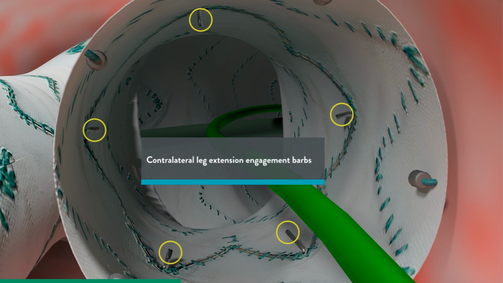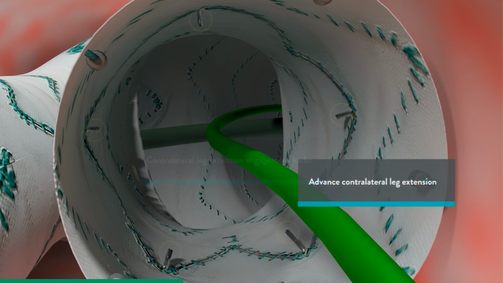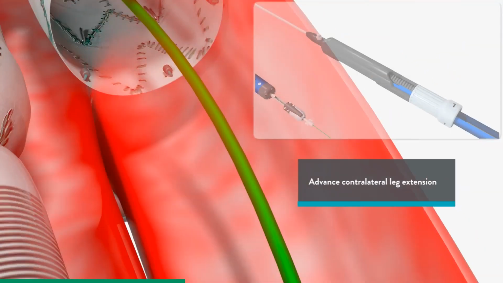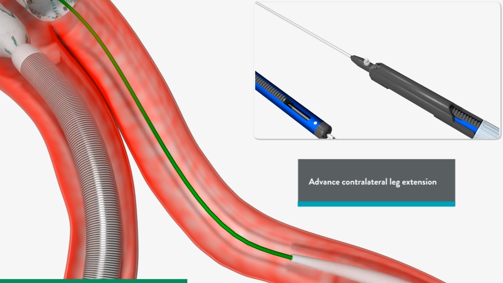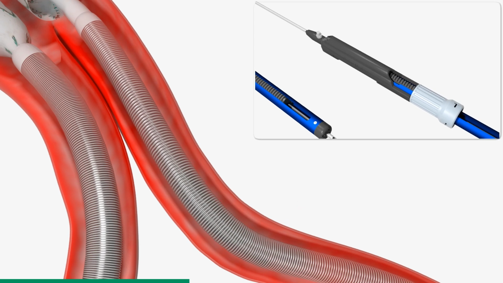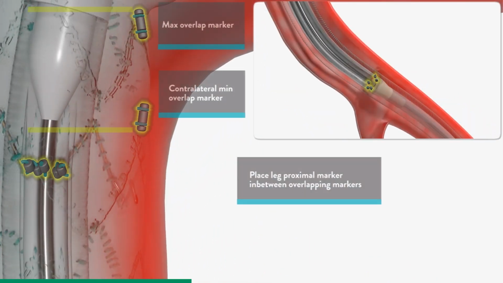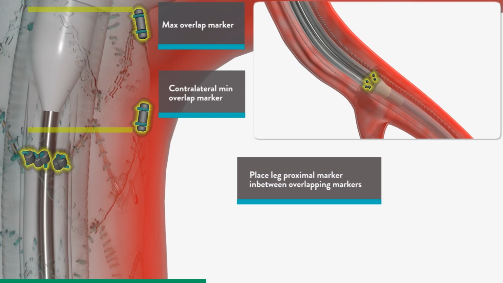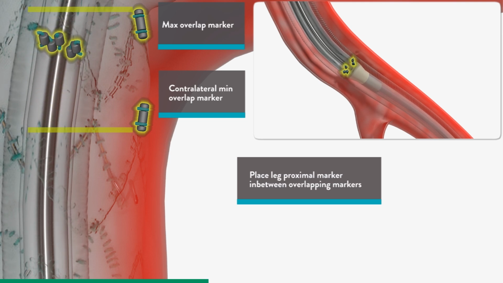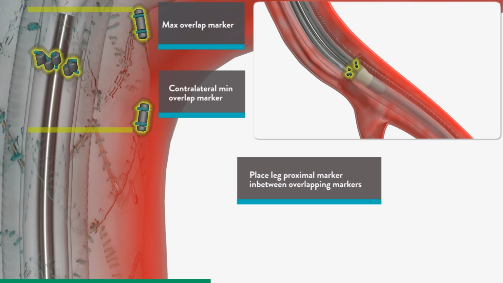Advance the contralateral leg extension delivery system into the artery over the guide wire. Continue advancing the tip into the contralateral gate. Continue to advance the leg device, noting the markers on the proximal end. The contralateral side of the main device leg has two markers that indicate the maximum and minimum overlap regions. The proximal end of the leg extension must be advanced so that it is between these two markers, while ensuring that the leg's distal markers are positioned at the desired location.